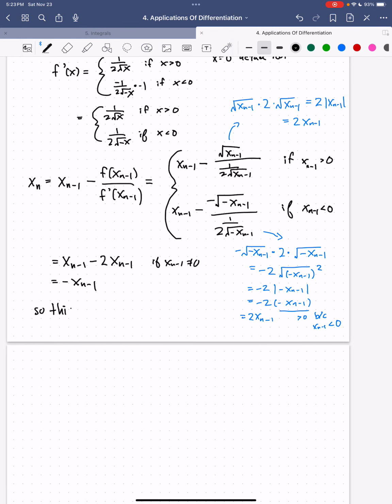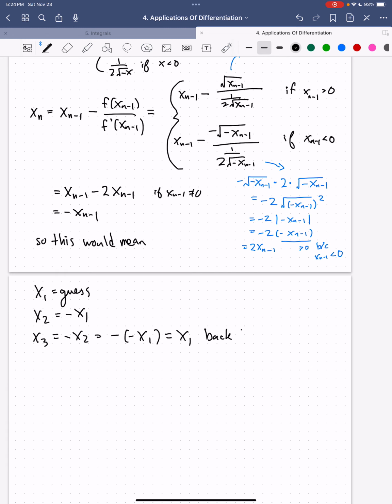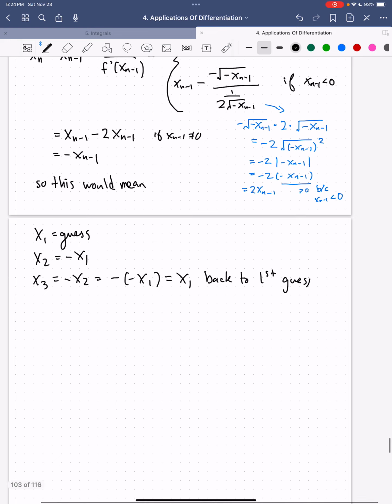So let's see what this would mean. If we had some guess x1, x2 would be negative x1, x3 would be negative x2, but that would mean it's negative negative x1, so it's just the same as x1. We're just back to our first guess. And we'll never make any progress. We'll never actually converge to the real root, which we know was 0.